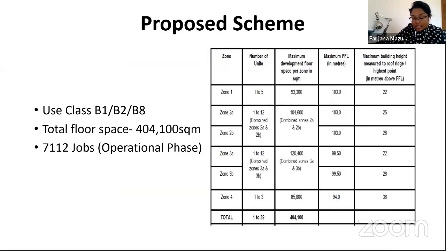This slide shows the details of the proposed scheme. The proposal is for use classes B1, B2, and B8, and the total floor space proposed is 404,100 square meters. Next slide, please.